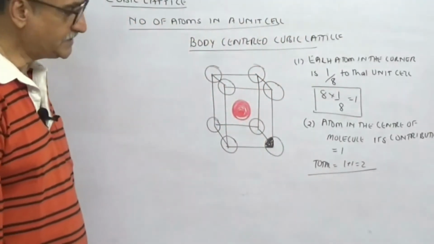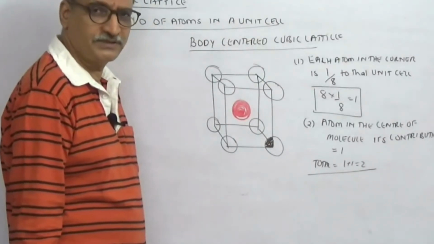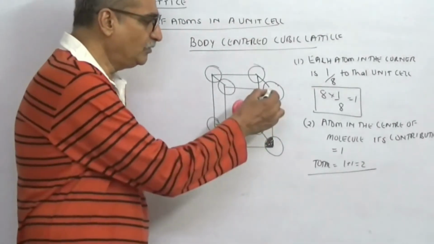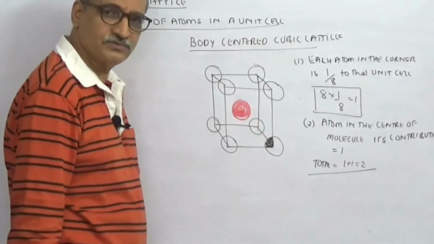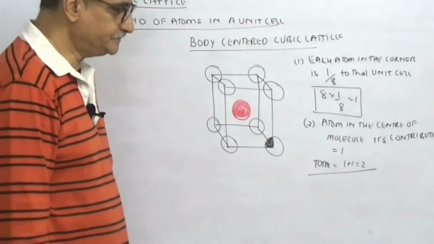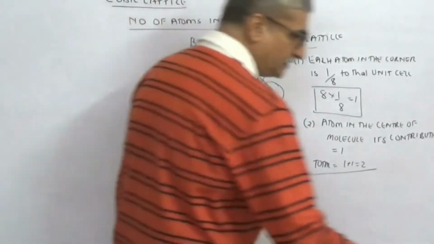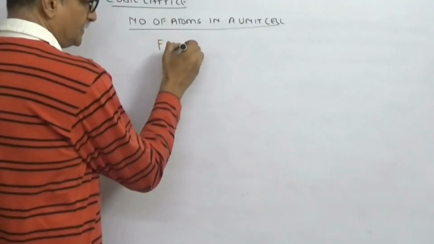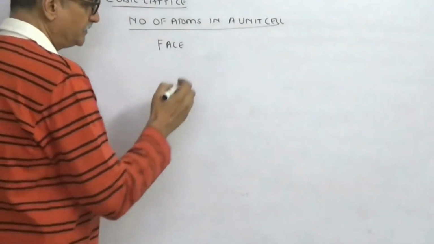So in a body centered cubic lattice, we have a total contribution of 2. 8 into 1/8, that is 1, plus 1 in the center, that is 2. Is this point clear? Have you understood? Then tell me if you have any difficulty, because I kept the microphone on today. Each is a 2-mark question, remember that, in the board.